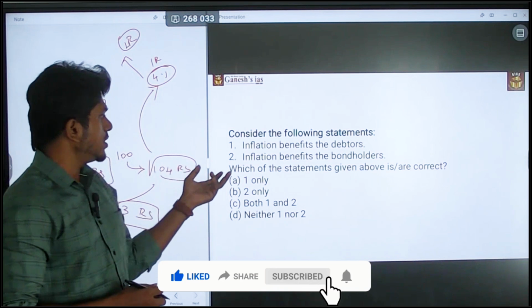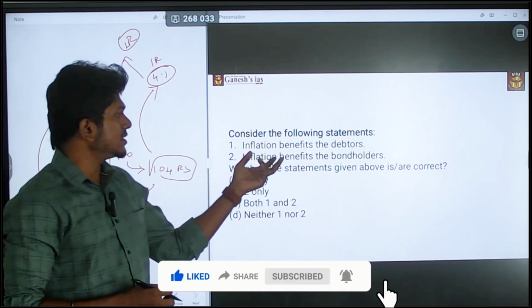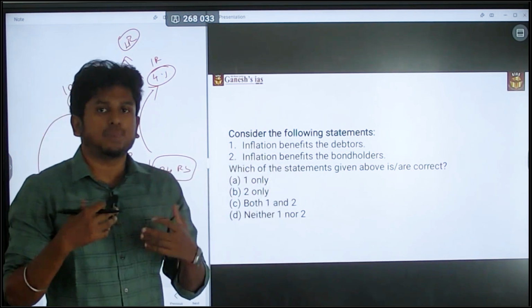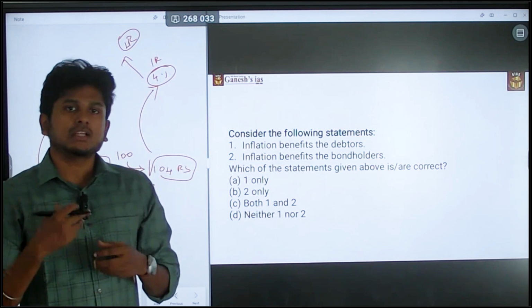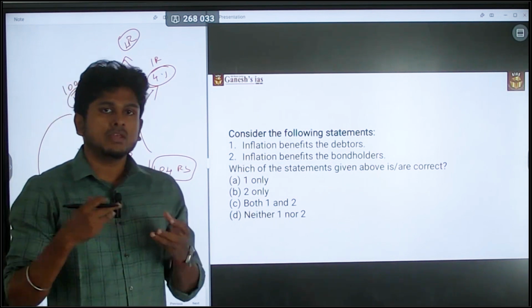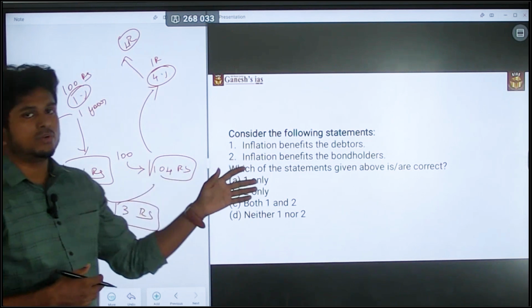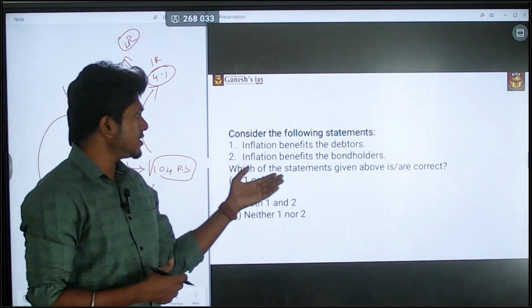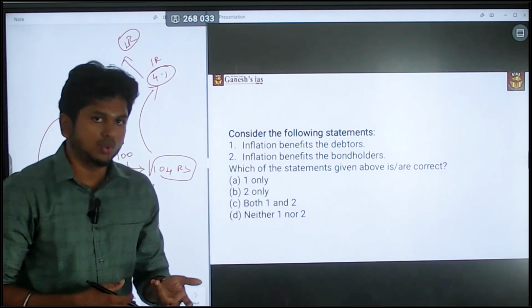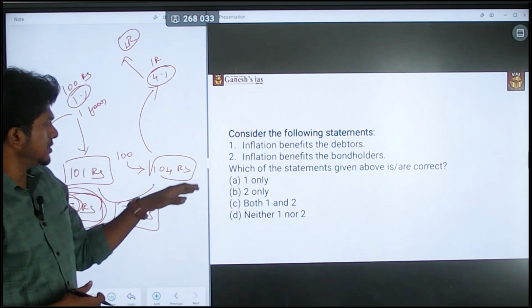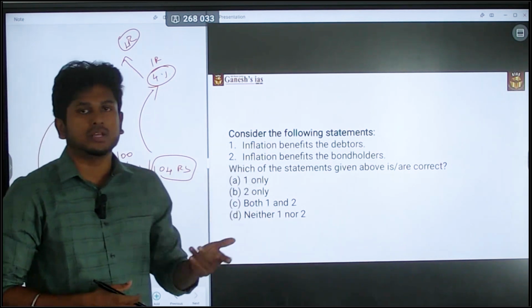But here the statement is that inflation benefits the bondholder, which is a plain one. It is not explaining anything specifically. So if it is not an inflation indexed bond, it is not going to benefit anyone. So 'inflation benefits the bondholder' is a wrong statement. So the answer for this question is actually A, 1 only.